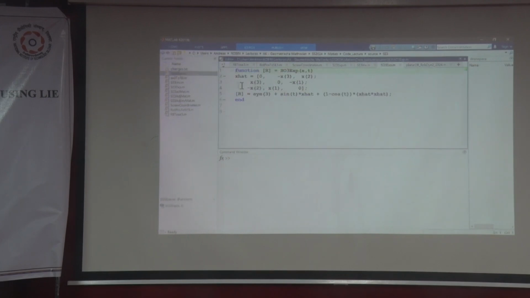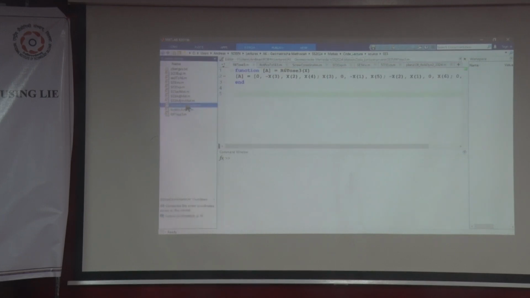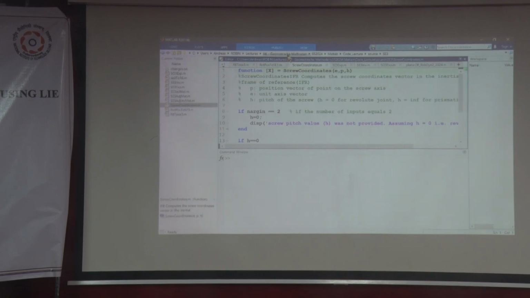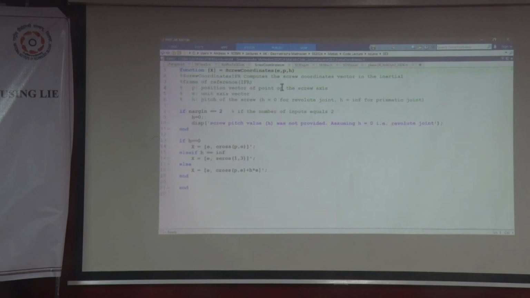So we have all the formulas implemented in MATLAB now. For example, screw coordinates, right? There is a function that does the screw coordinates, and now we have the distinction, and maybe this is what I still have to tell you about. When the pitch is 0, so you know MATLAB, right? The arguments are the unit vector, the position vector, and the pitch, and it returns the screw coordinate vector.